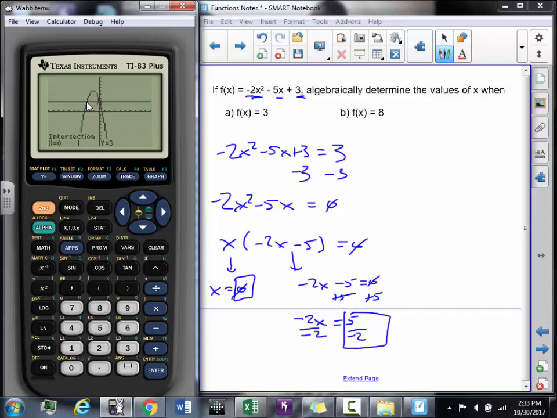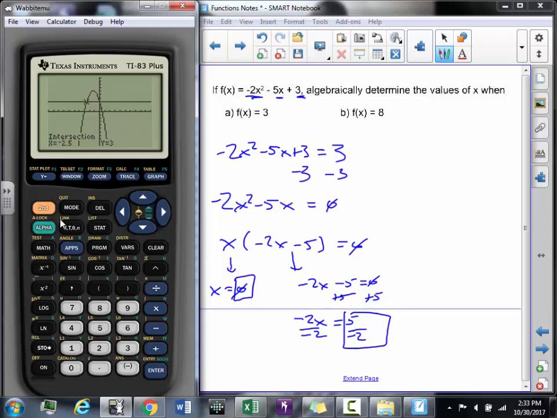The other one over here, negative 5 over 2, what's that going to be? Negative 2.5? Let's try it. Intersect over here. Negative 2.5. So now I've shown you two ways of solving. One is using a graphing calculator. Another one is doing it algebraically.